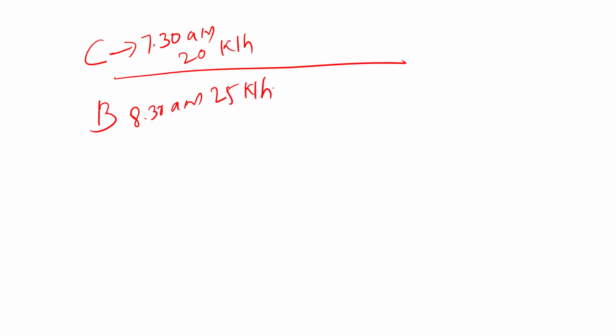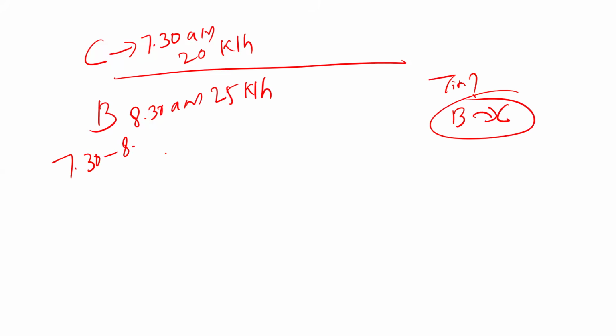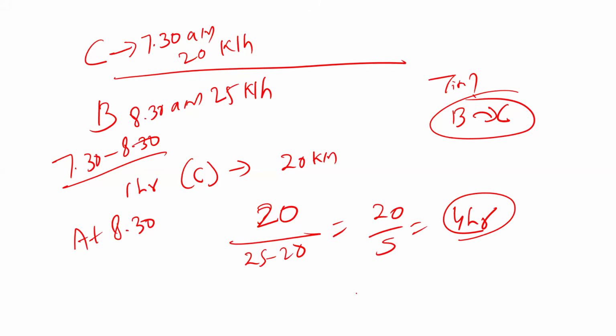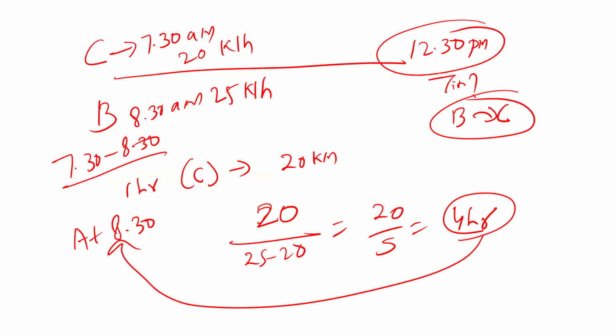Now we need to know, Bangalore Express is the faster train, so at what time does Bangalore Express cross the Chennai Express? First, 7:30 to 8:30 is 1 hour. Who is traveling alone? Chennai Express. How much will it cover? 20 kilometer in 1 hour. At 8:30, the distance between them is 20. Divide by the speed difference, 25 minus 20: 20 by 5, 4 hours. From when? From 8:30. So the Bangalore Express will cross the Chennai Express at 12:30 p.m. Now understood? Same direction, guys, all of you?